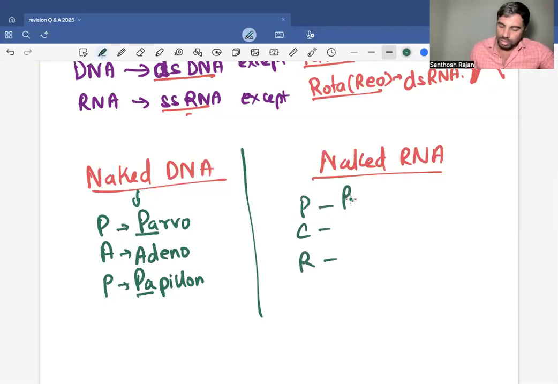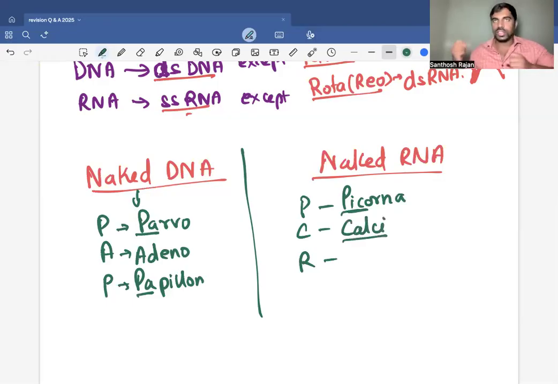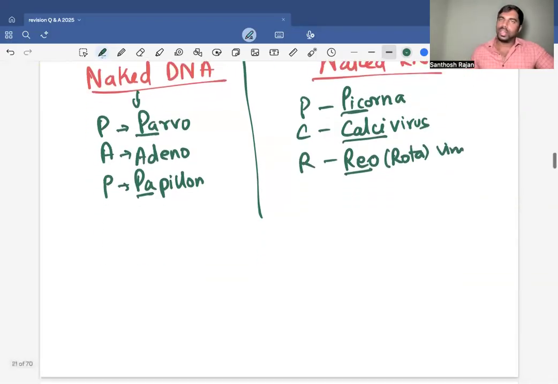So for that, remember, first is pick or no. Pick or no, for taking pics, you go naked. R for, I remember, I told you, Kali, the WWF fighter Indian guy, he is always naked. Calcivirus. R for Reo, the Reo bird is always naked. If Reo comes, it is always rota. They are the same. Remember, this is very important. PAP and PAPS, you should remember. Anything can be asked from this one.